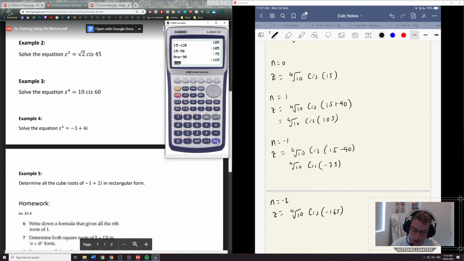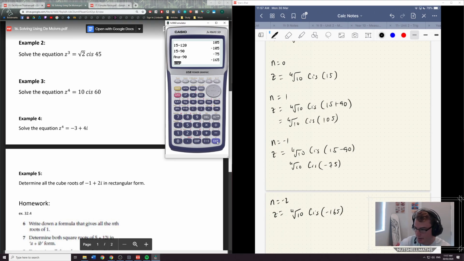cis 15, cis 105, cis negative 75, and cis minus 165. And that's gotten significantly easier from when we first tried it, isn't it? Look, Kate's getting approval. Kate's done well. So far so good.